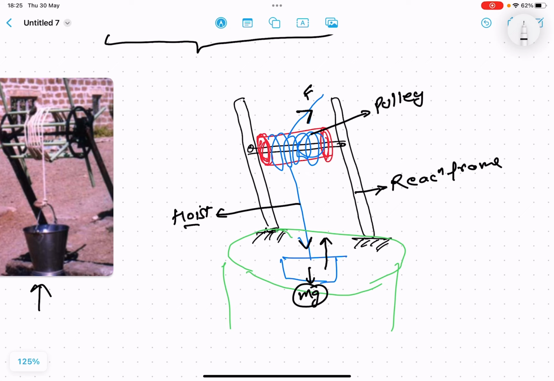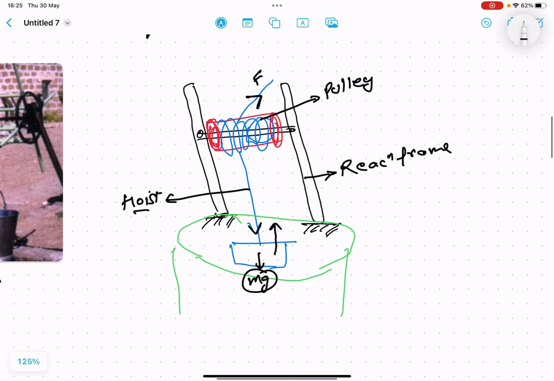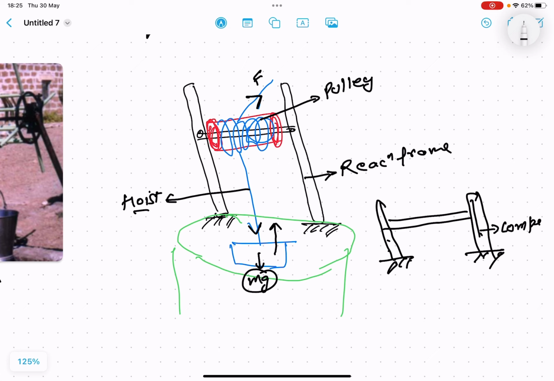If we do the analysis, the reaction frame is like this. It is fixed. It has these two vertical parts and a horizontal part. The vertical parts experience compression forces, and the horizontal part experiences bending forces. Okay, so you are able to understand.